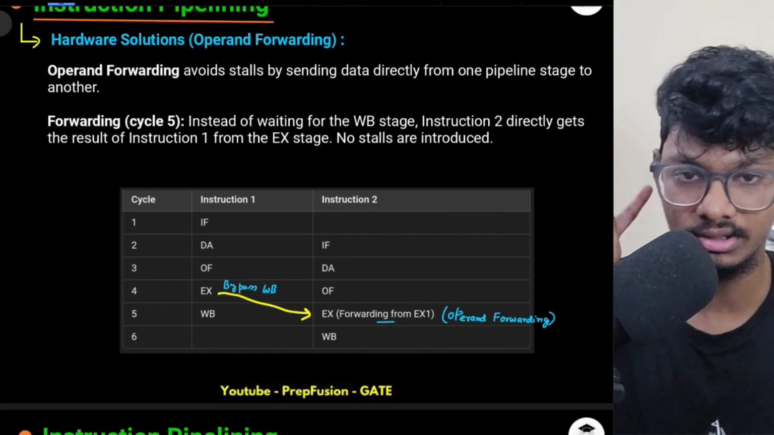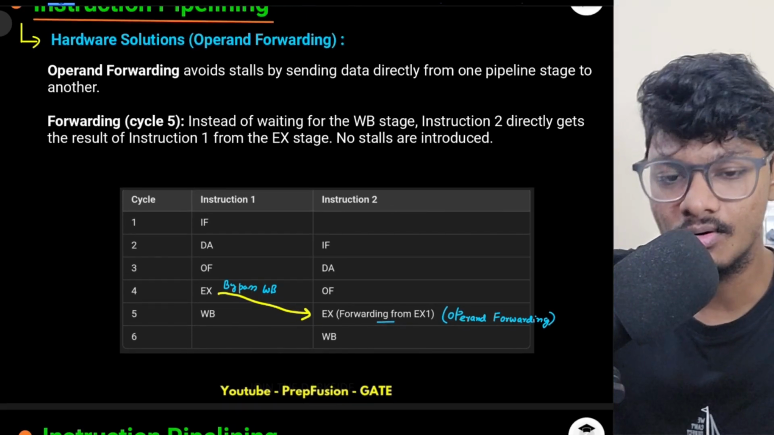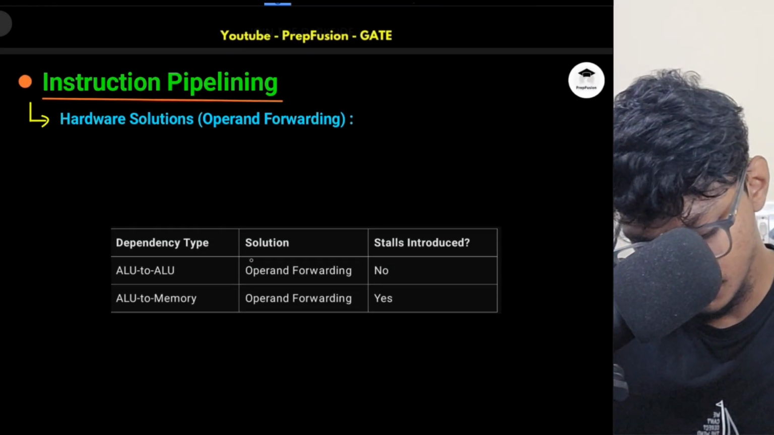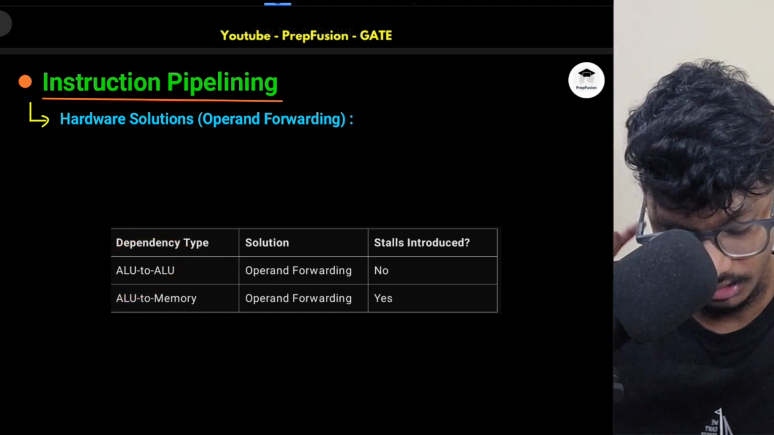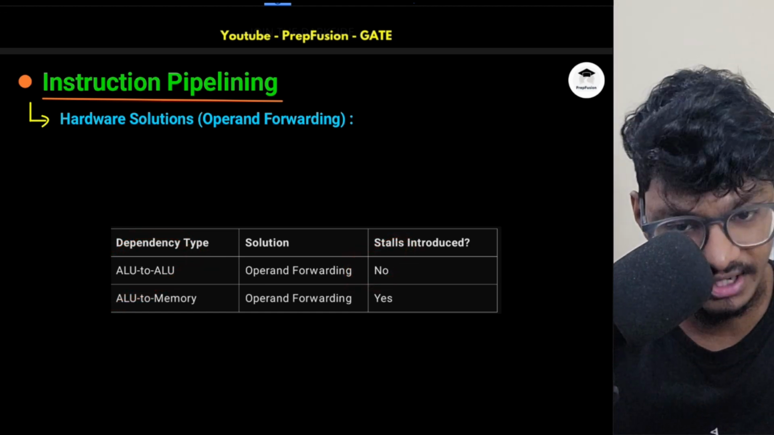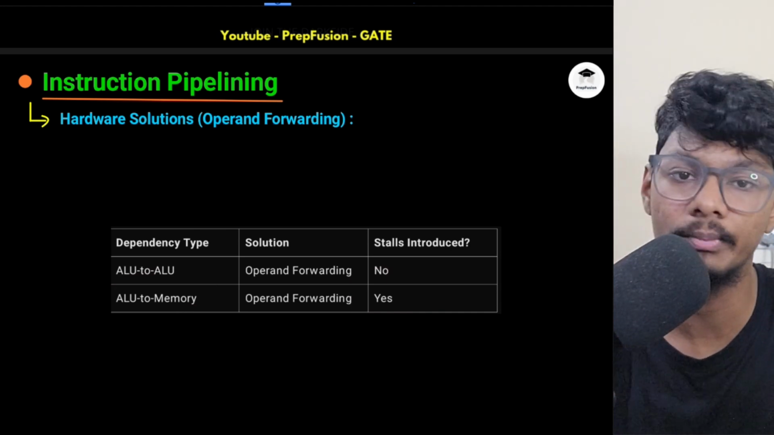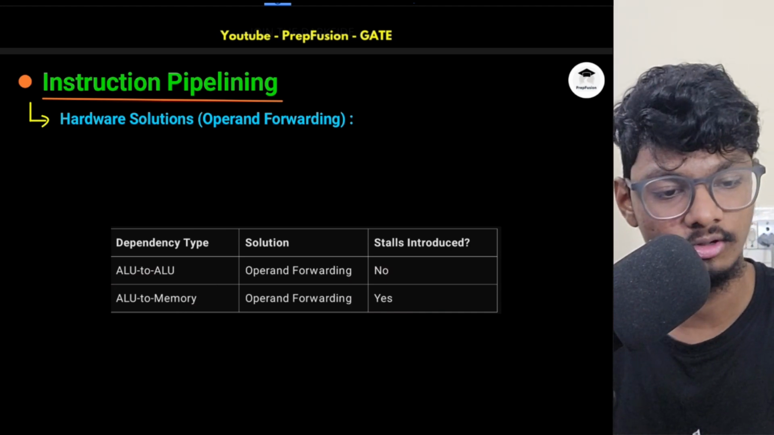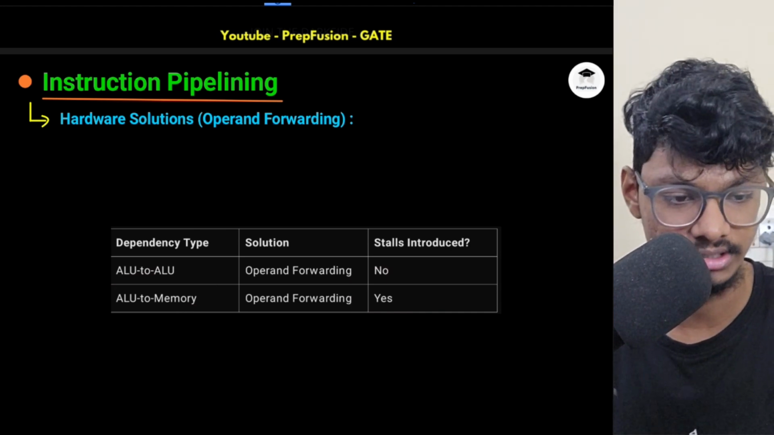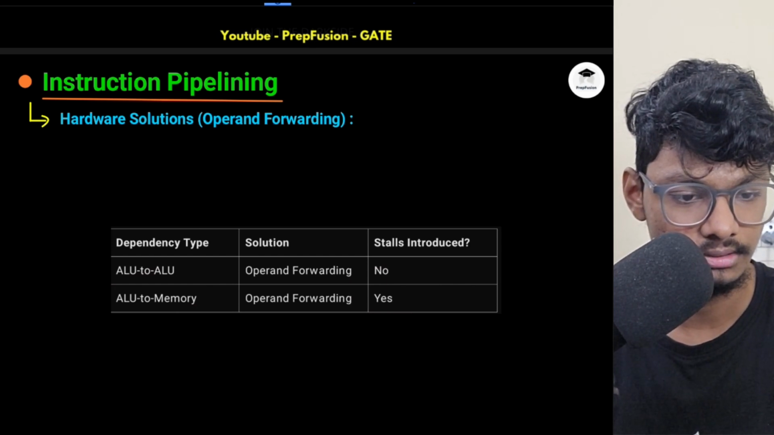Now there is an important thing. This is only possible when I am doing some ALU to ALU operation. No stalls will be introduced. But if I am doing some ALU to memory operation, with operand forwarding, stalls will be introduced. What do I mean by ALU to ALU and ALU to memory? I will explain that. Just hold on a second.